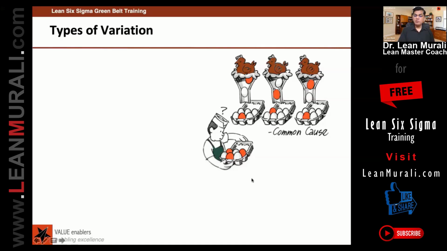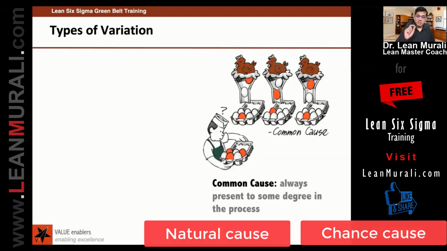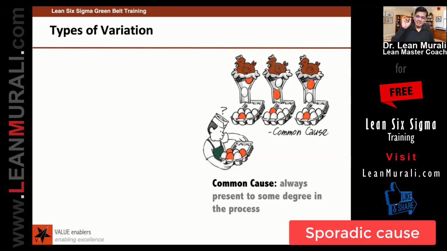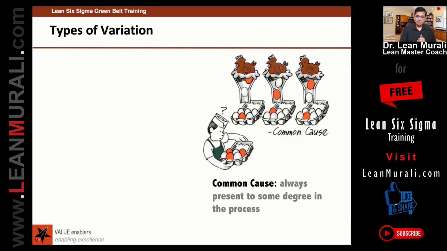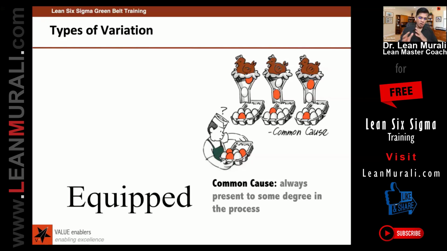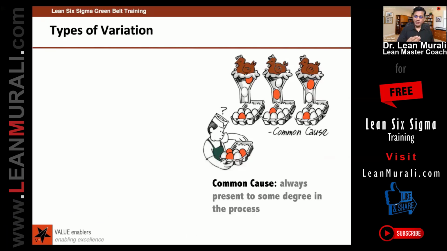Okay. Now this is called the common cause. So common cause is also called chance cause or natural cause. And special cause is called a sporadic cause or an assignable cause. The reason that I'm introducing more and more words is because if you read the books, if you listen to people, when you have to communicate to somebody and they are asking you questions, you must be equipped with all parallel or equivalent terminologies. There are 3 words that I said: sporadic, special, assignable. And common cause or natural cause or chance cause. These words are used interchangeably.